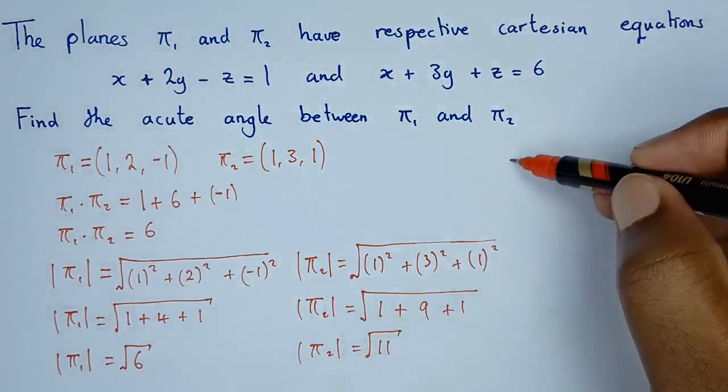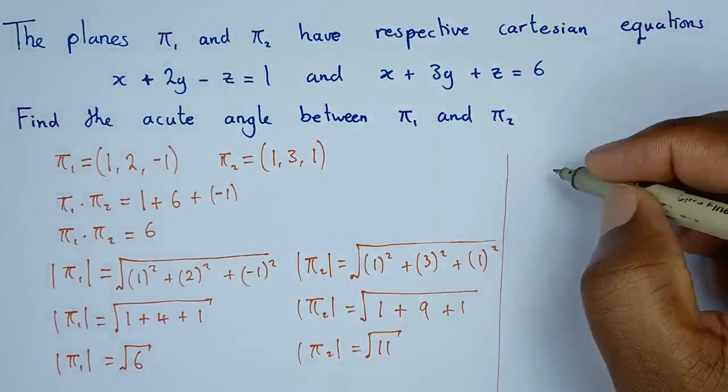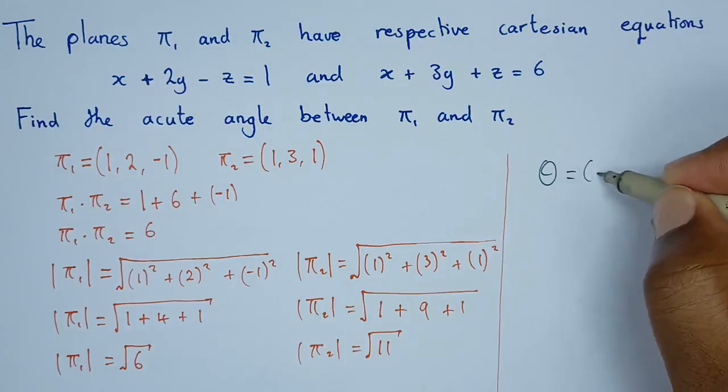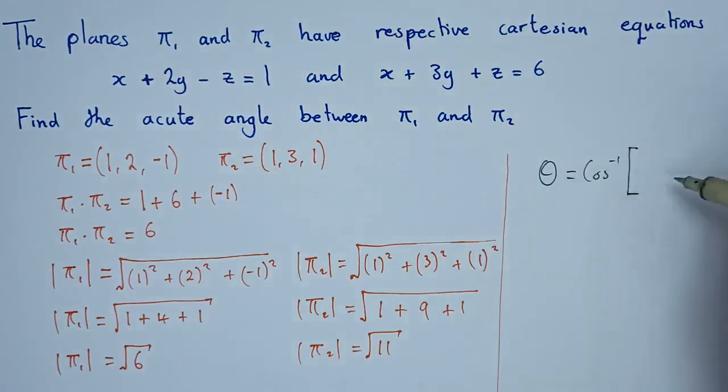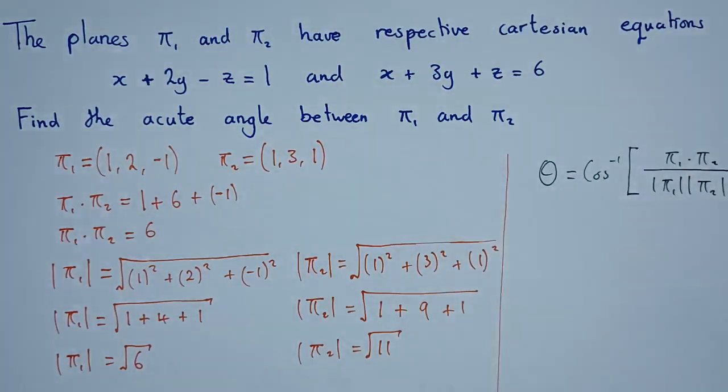So now that we have these two, how do we find the angle between them? The angle between them is given by the formula. Since we're using the dot product, we're going to say theta is equal to cos inverse of, open bracket, the dot product divided by their magnitudes. So that's pi 1, this is pi 2. So that's how it's found.